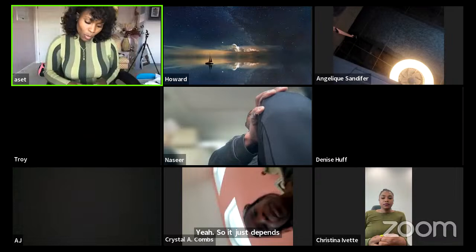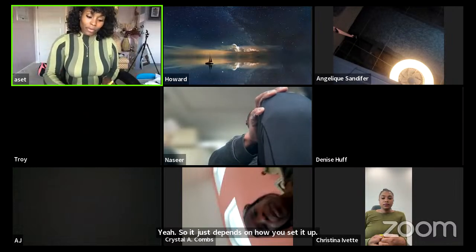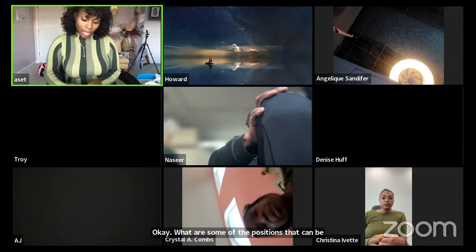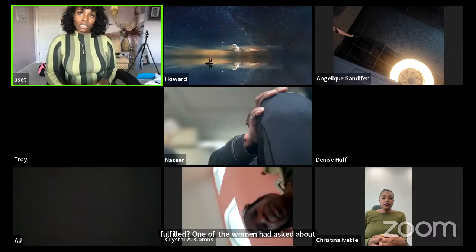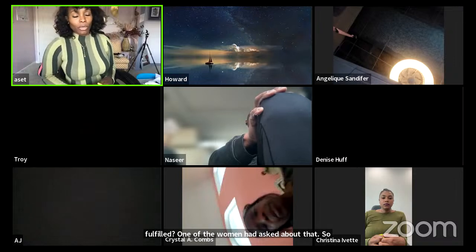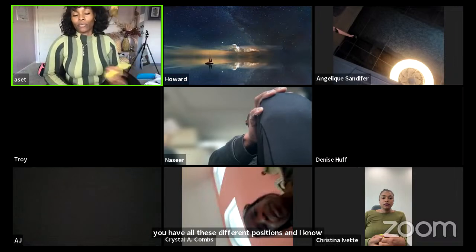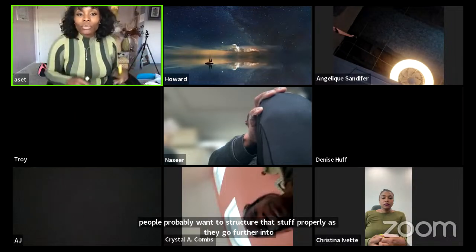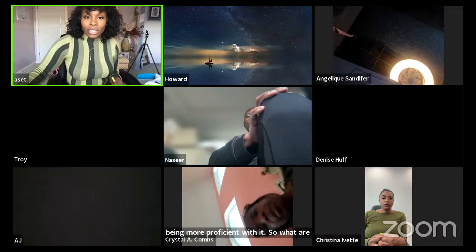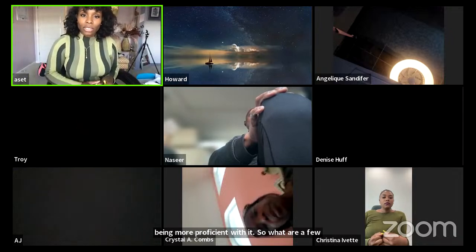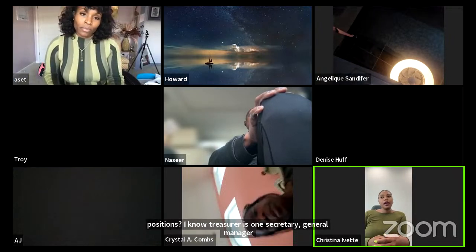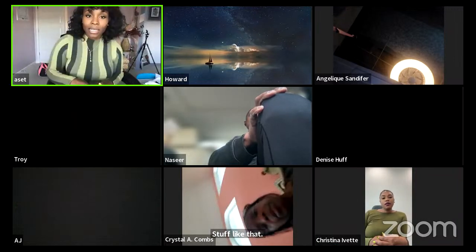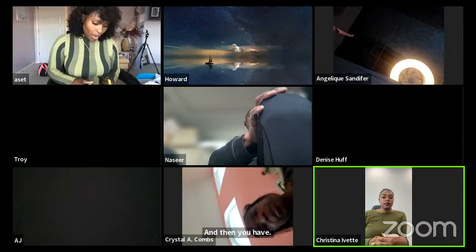Okay. What are some of the positions that can be fulfilled? One of the women had asked about that. So you have all these different positions, and I know people probably want to structure that stuff properly as they go further into being more proficient with it. So what are a few positions? I know treasurer is one, secretary, general manager, stuff like that. Yeah, you have caretaker, you have steward, and all of those are listed in there. Okay.